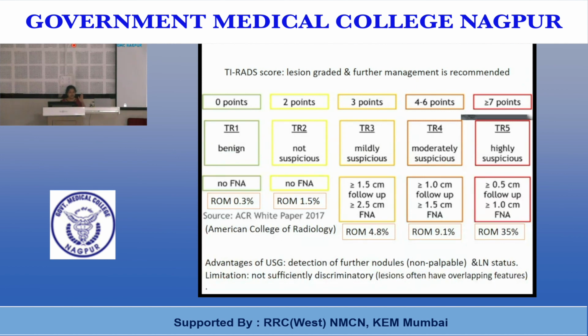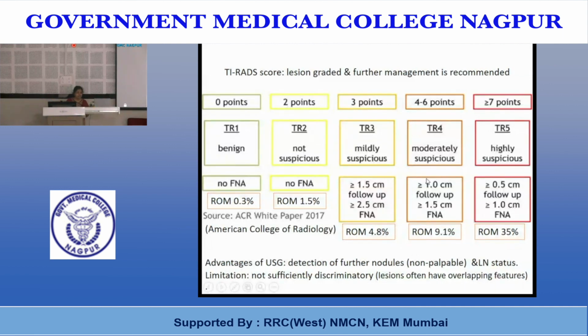Now TIRADS can be from 1 to 5. TIRADS 1 and 2 have a very low risk of malignancy. You can see out here. So FNA need not be done in such cases, but TIRADS 3, 4 and 5, which are mildly, moderately and highly suspicious, the risk of malignancy goes on increasing, and in these cases FNA is done.